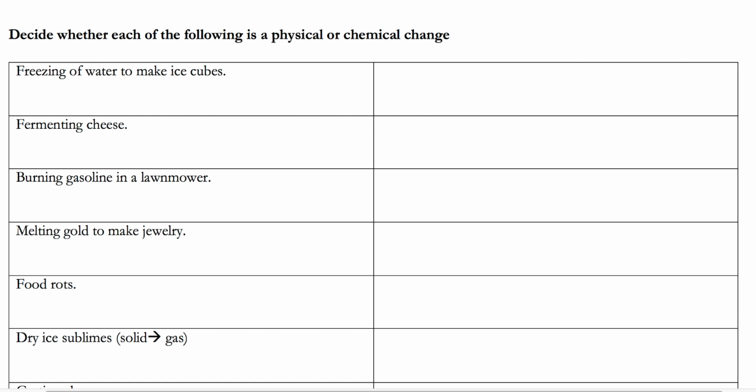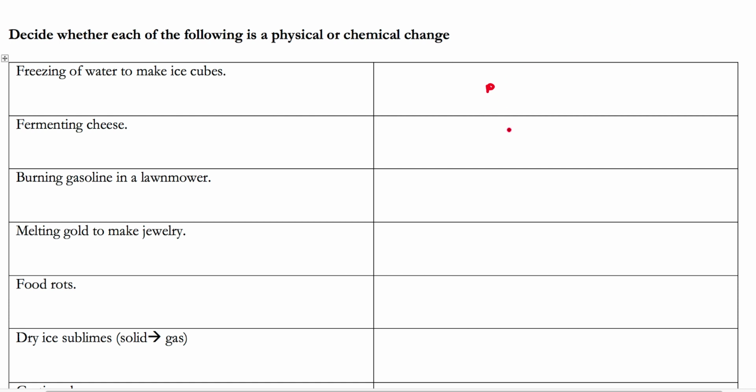So let's look at these examples to make sure we understand. Freezing of water to make ice cubes. When I'm freezing water, I'm simply taking water molecules that are liquid and I'm making them into a solid. So they are still water molecules, so this is going to be a physical change. I can also undo that process and I can get the original substance back by simply melting the ice cubes.